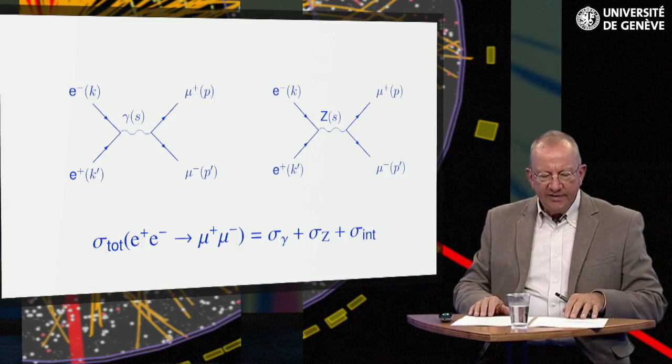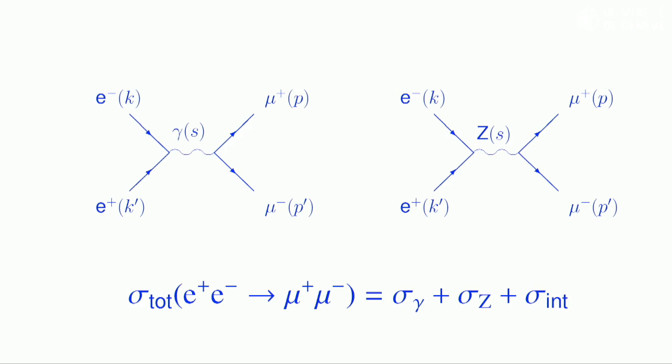In video 4.5, we have already discussed the prototype process e+ e- goes to mu+ mu- for the production of fermion pairs by electron-positron annihilation. In addition to electromagnetic interactions, as shown in the left graph, this process can be mediated by neutral weak interactions, as shown in the right graph. Since initial and final states are the same, one must add the amplitudes. In the cross-section, we thus find three terms to lowest order.